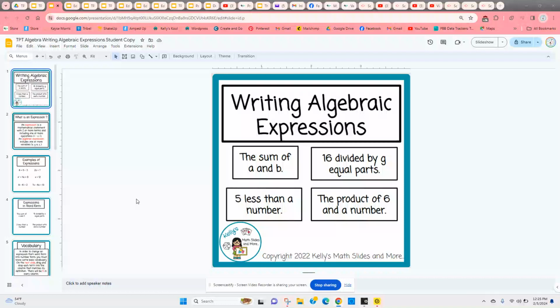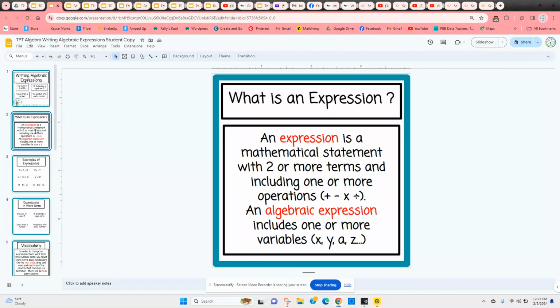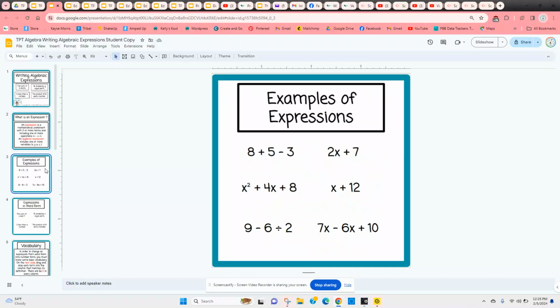Writing algebraic expressions. This is a digital lesson, and it's a good beginning lesson for students that are just starting algebra. So it starts with explaining what an expression is. It's a mathematical statement, it has two or more terms and one or more operations. If it's an algebraic expression, it's going to have one or more variables. So the next slide will show students some examples of expressions.